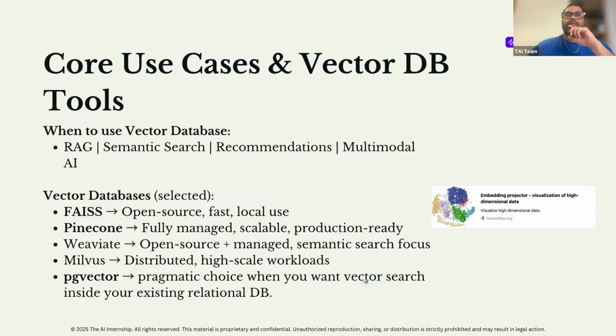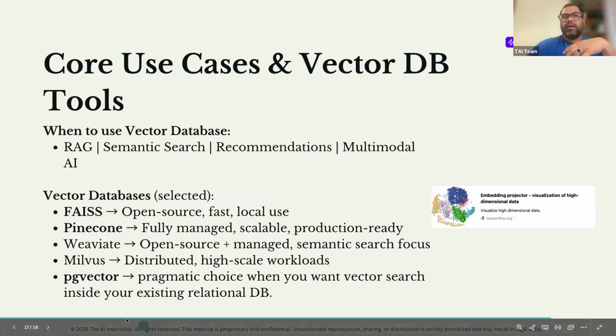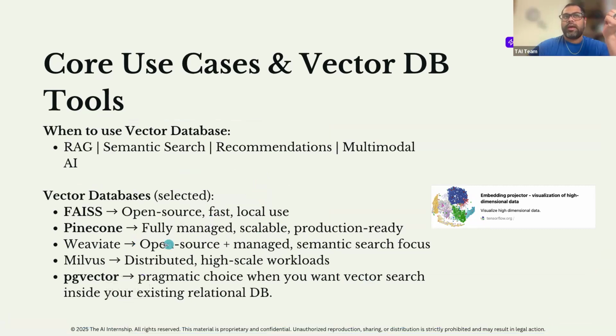Where you'll use vector databases, there are quite a few uses, like rank solutions, semantic search, recommendations, multimodal AI. And these are some of the vector database tools that you can use. Like FAISS, we discussed, the open source one, Pinecone fully managed. And there are a few more others, Weaviate, Milvus, and I think Qdrant is another one, which is open source, but it also has a deployed version.